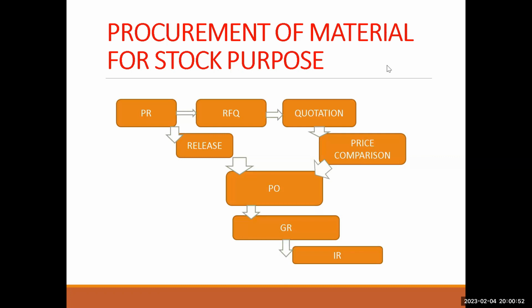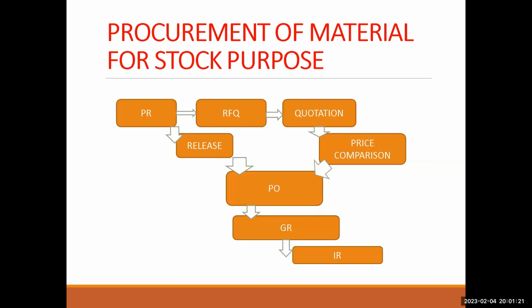Okay, so this is the same process again. Once you get the PR, then you will be creating an RFQ. If the vendor is not known, then you will go for an RFQ, then quotation, then price comparison, then you will be providing the PO. And if the vendor is known, like you know the vendor to whom you are going to send the purchase order, then you can convert the PR to PO directly.